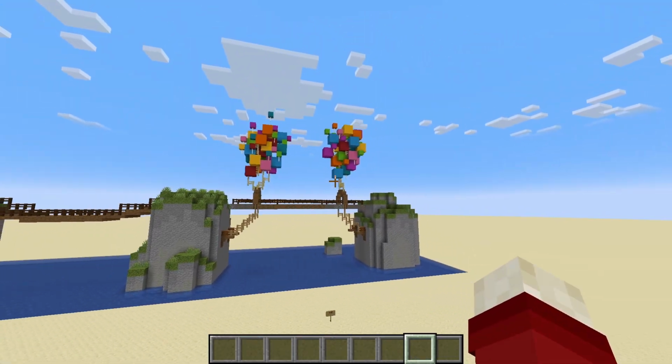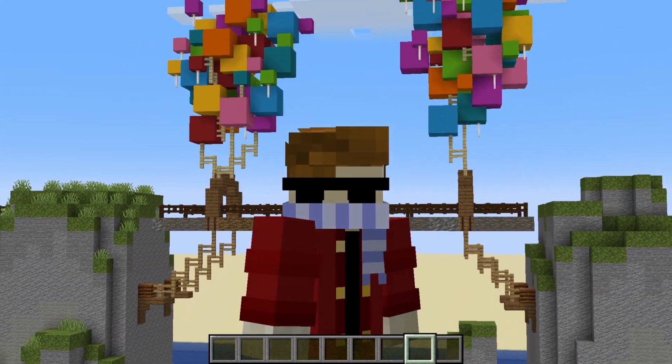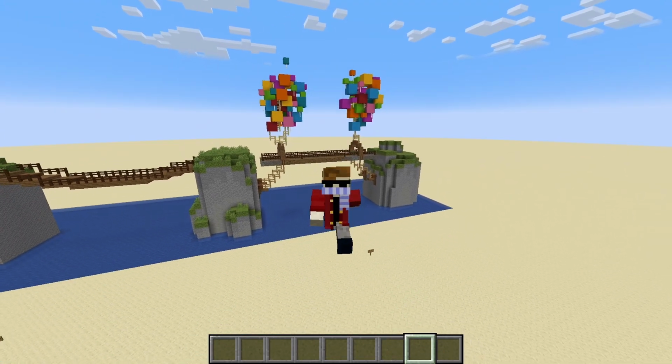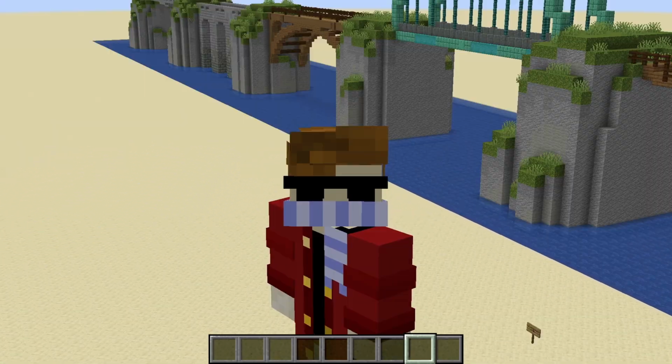I think these balloons look quite nice, to be honest. I sort of did steal the design from Good Times with Scar. I'm sure you wouldn't mind. So yeah, as you know, the balloon bridge definitely takes the crown. It's my favorite bridge. But let me know which one's your favorite bridge.